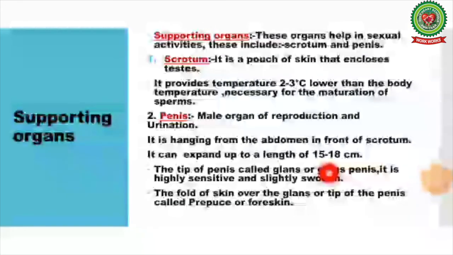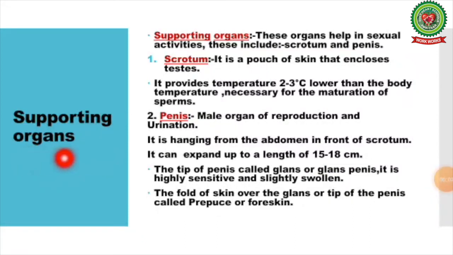Next, we are discussing the supporting organs of male reproductive system. These organs help in sexual activities. These include scrotum and penis. Scrotum is a pouch of skin that encloses testes. It provides temperature 2 to 3 degrees Celsius lower than the body temperature, necessary for the maturation of sperms.